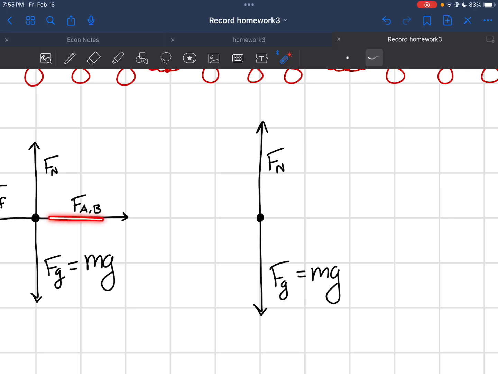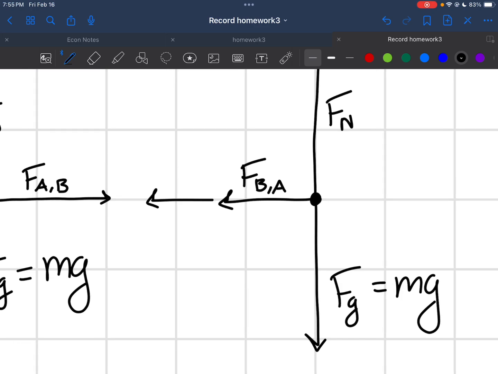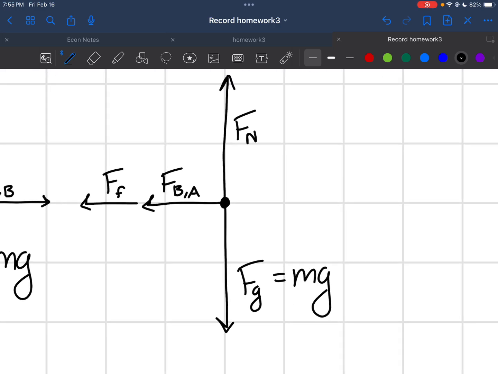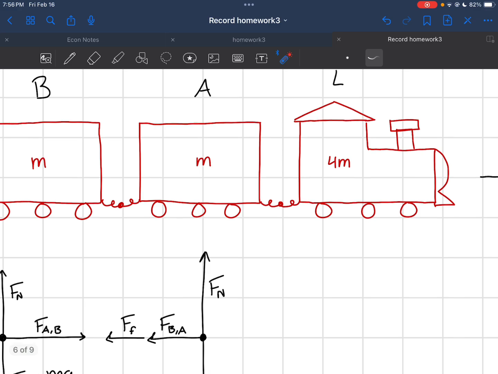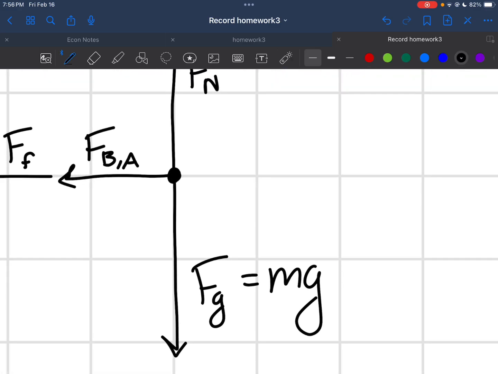And we had A pulling B forward. So now if I'm thinking about car A, I have B pulling A backwards. And we also have that friction force that we were told that we had in our problem statement. But also, if I think about what else is touching car A, I also have the locomotive pulling as well. So this will be the force of the locomotive on A.